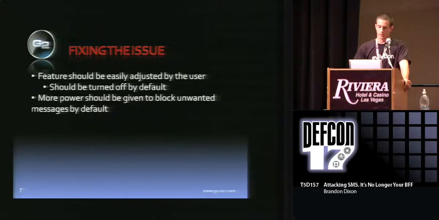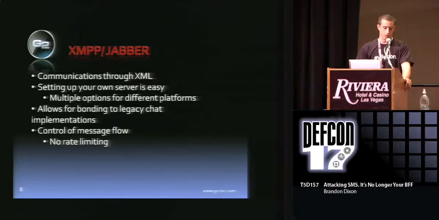One of the other things that I noticed throughout the carriers was that more power should be given to block unwanted messages by default. What I mean by that is that some of these carriers allow, like I said, 10 to 15, and that's it. For the rest of it, you actually have to go to the carrier, deal with them directly, and say, hey, I've got a special case, my wife is going crazy, she won't stop emailing me, I keep getting these messages, or I keep getting the spam. You have to deal with the actual carrier. It's this one-off case.